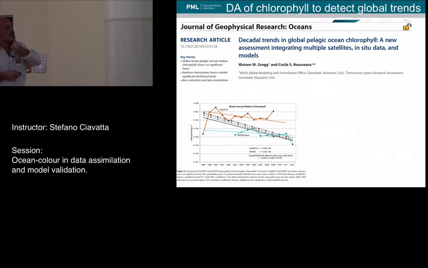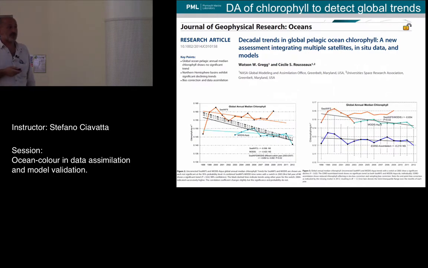So when looking at them separately, the two time series show no trends in the global ocean chlorophyll concentration. When you put together the two time series, you obtain a statistically significant negative trend of chlorophyll concentration in the global ocean, which is quite surprising. These guys produced the time series by merging the two, and they assimilated them, and the results of the data assimilation exercise showed that there was no global trend in the global chlorophyll concentration.